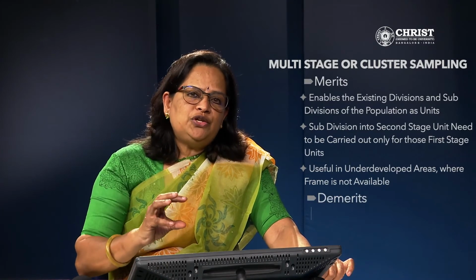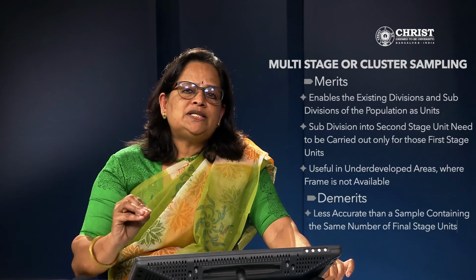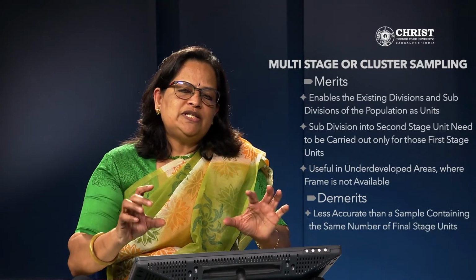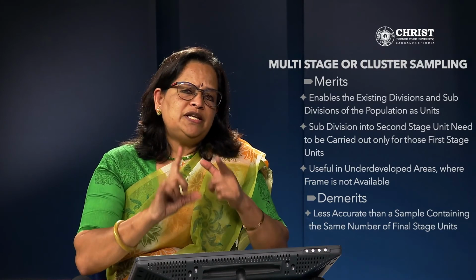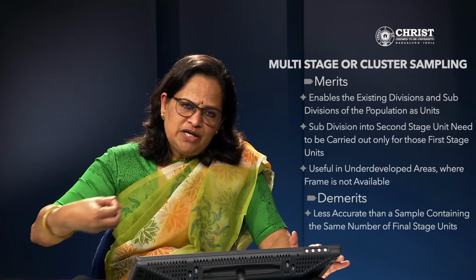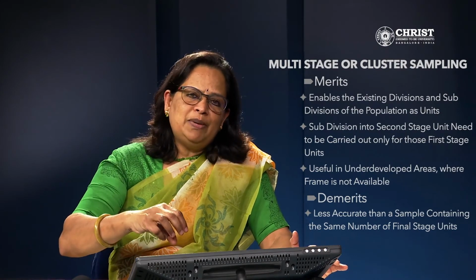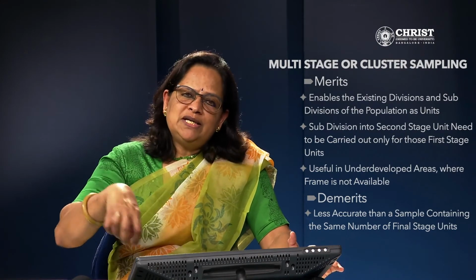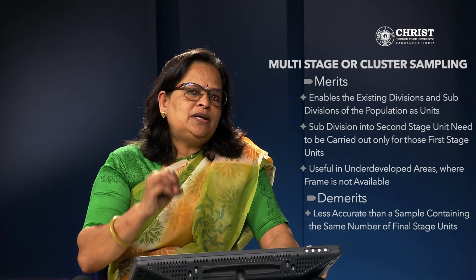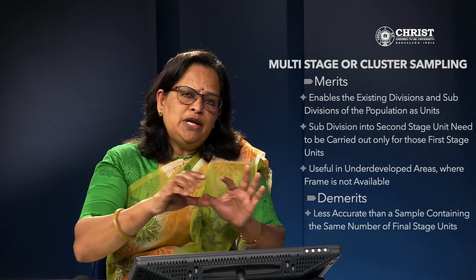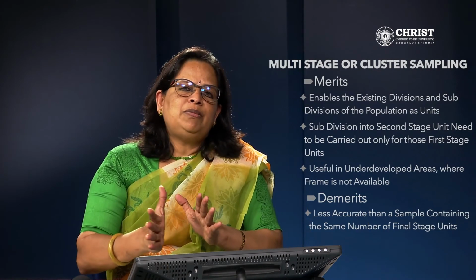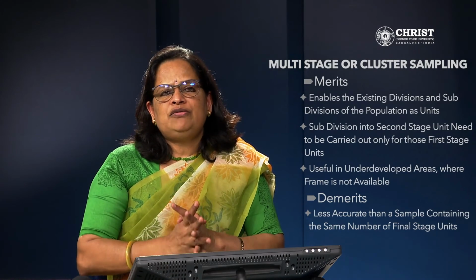Now the limitation you have to remember: it is less accurate than a sample containing the same number of final stage units. See, what we have seen is the lottery method and table of random numbers. The same population will be there. If you are drawing one chit from that lot, again you are replacing it. So again everybody is getting an equal chance of being included in the sample. Whereas in this method, the limitation is that you are narrowing down at each stage. So what is excluded will never be in the sample. So this is another limitation of this method.